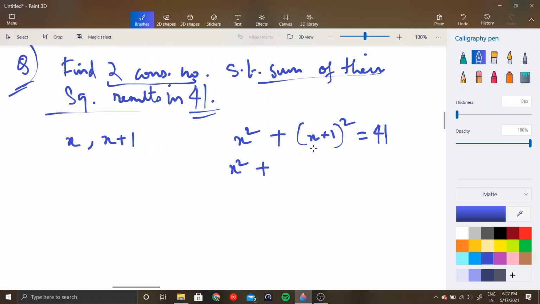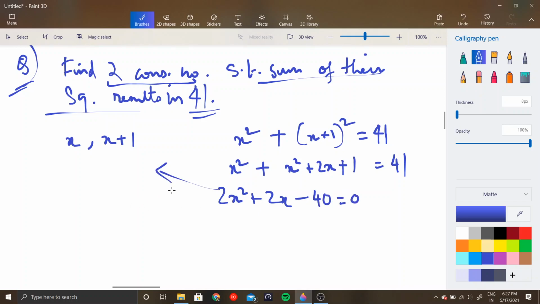Okay, so now let's do this. Expanding, x squared plus x squared plus 2x plus 1 equals 41, right? So 2x squared plus 2x minus 40 equals 0. That basically amounts to x squared plus x minus 20 equals 0. Now using factorization for minus 20, the factors of 20 we can use are 5 and 4.